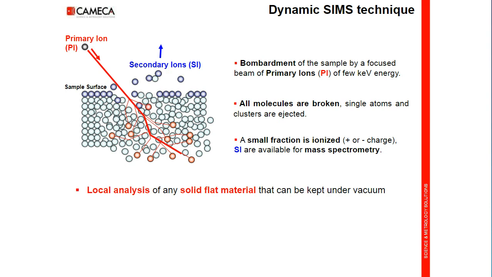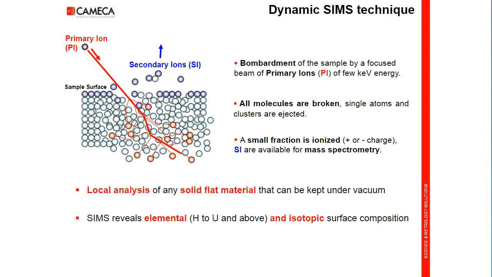SIMS provides a local analysis of any type of solid flat material that can be maintained under high vacuum, including insulators, semiconductors, metals, and even biological samples. Both elemental and isotopic information can be obtained for all species in the periodic table, from hydrogen to uranium and above.